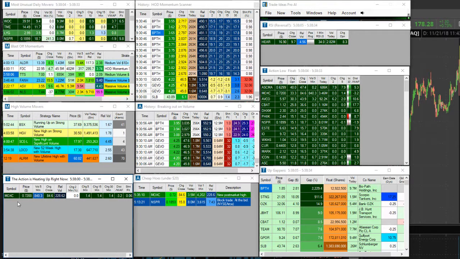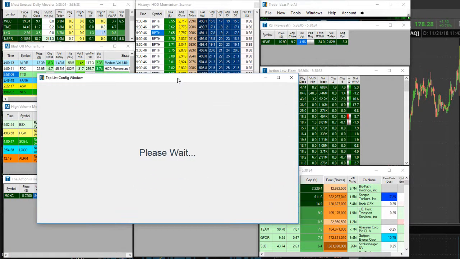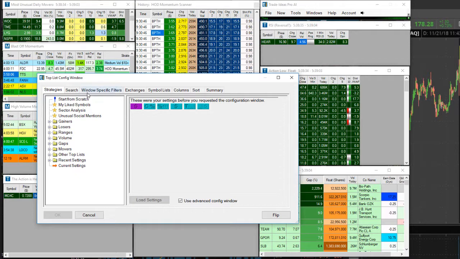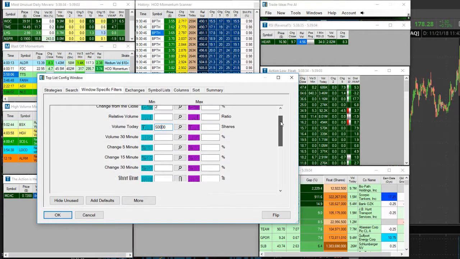So this is similar to Action Heating Up. This filters out price. Let's pull it up. I don't remember. Make it so you guys can see it here. This is normally, guys, I'm not sure what's going on, but it's instantaneous when you click on it. So this is from 0 to 100. Let's actually change this. Let's go from 1 to 30. I'm not sure why that's like that, but volume today, 50,000.